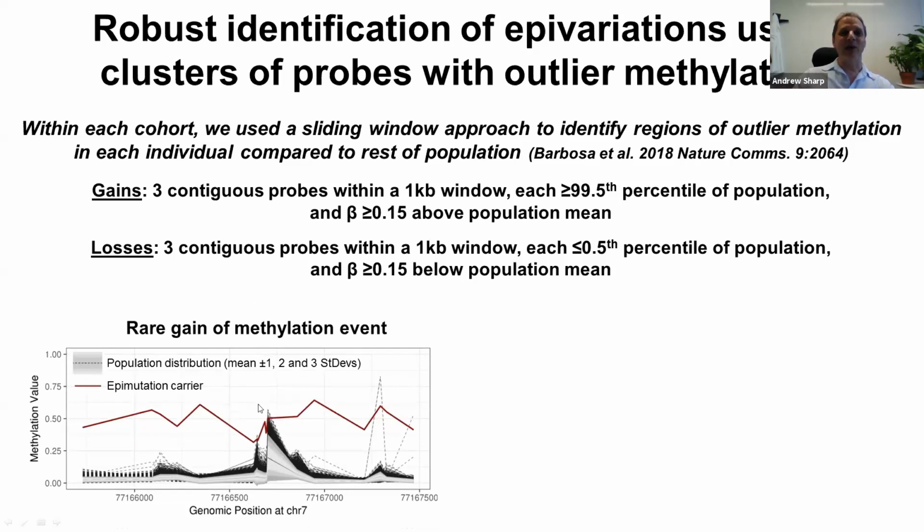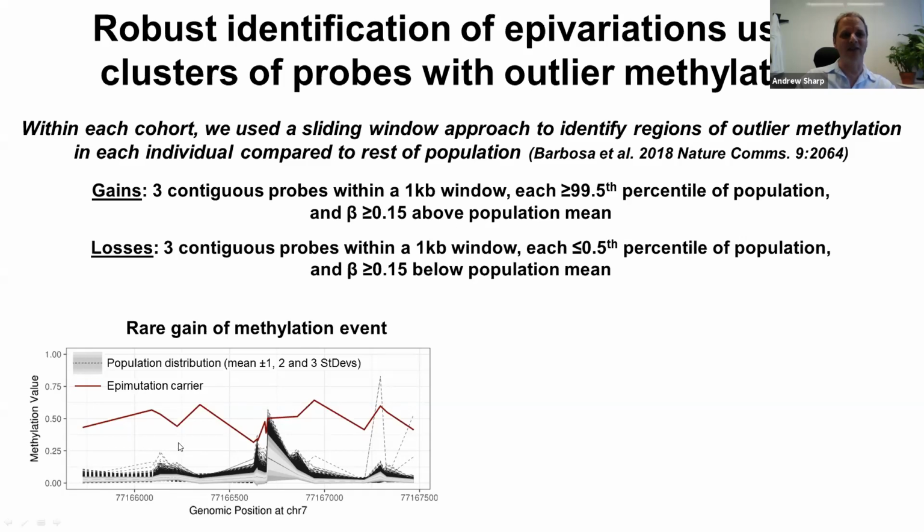So this is the kind of thing we're looking for. This is a rare gain of methylation that we see in one individual here shown in red. At the bottom of the plot here are the other 23,115 samples. Just to orient you, the x-axis is genomic position, so we're looking at a region of about 1.2 kb here. The y-axis is the methylation level. So 0 is unmethylated, 1 is fully methylated, and 0.5 is consistent with one of your two alleles being methylated. We don't get allelic data from these arrays, but you can kind of infer that from the data.